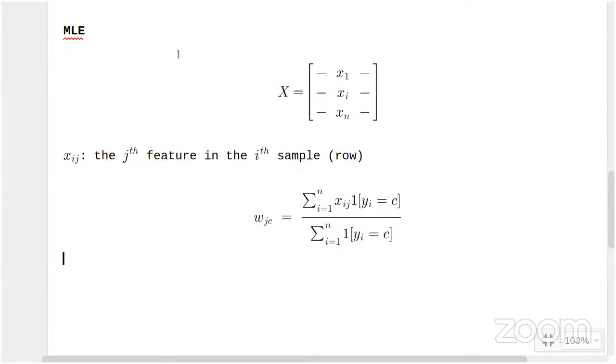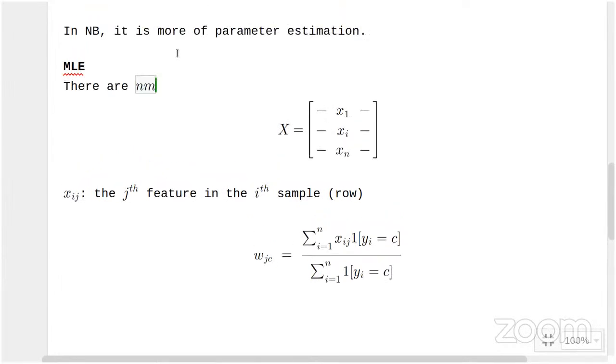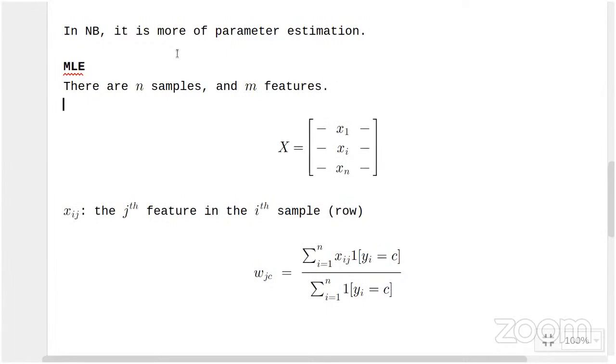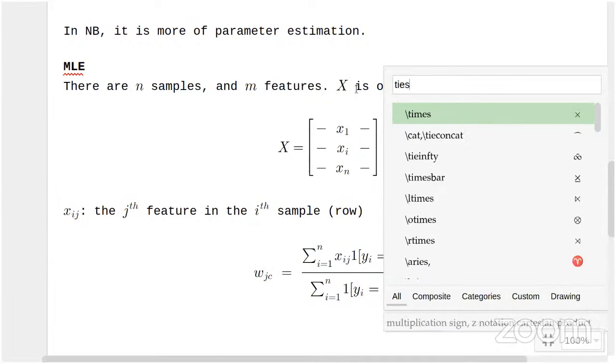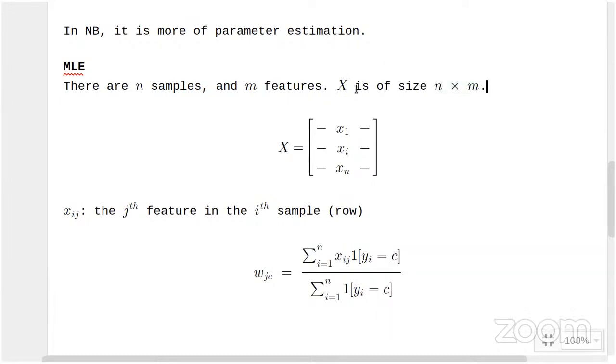Okay, so there are n samples or data points and m features. Always remember that your data matrix or feature matrix is of size n cross m. This is something you should never forget. Each row corresponds to one sample, so there are n samples, so n rows. The columns are the features. So the jth element in a row is going to be the jth feature of the ith sample.